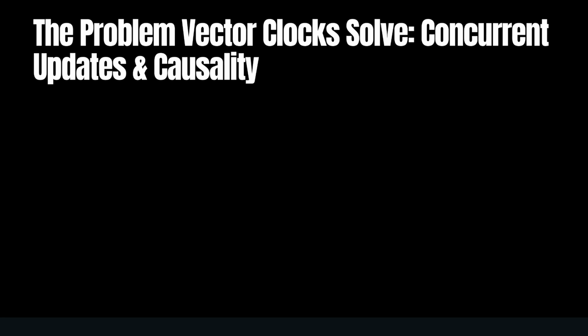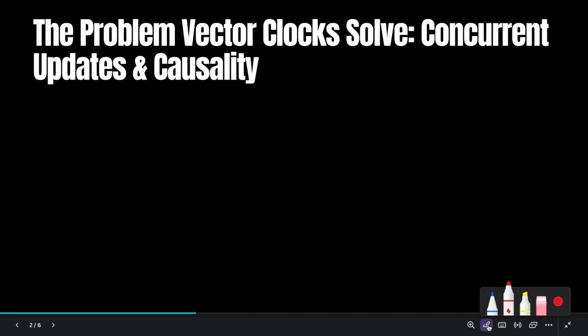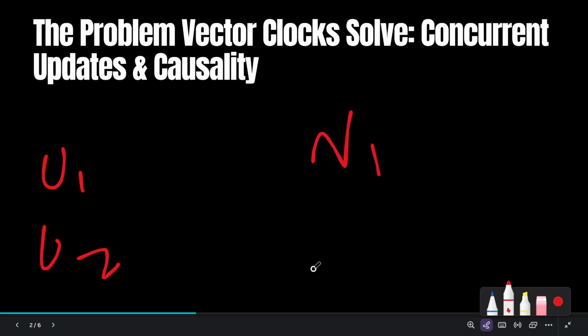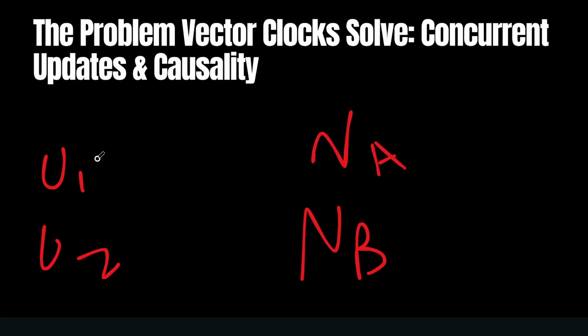Okay, let's try to understand the problem. First, we have user 1, user 2, and we have node server 1, and let's say node A, and node server B. Okay? So in distributed systems, especially those that prioritize availability and scalability, like many NoSQL databases, updates can happen on different nodes concurrently. Let's say that we have two replicas, node A and node B, holding users' profile.